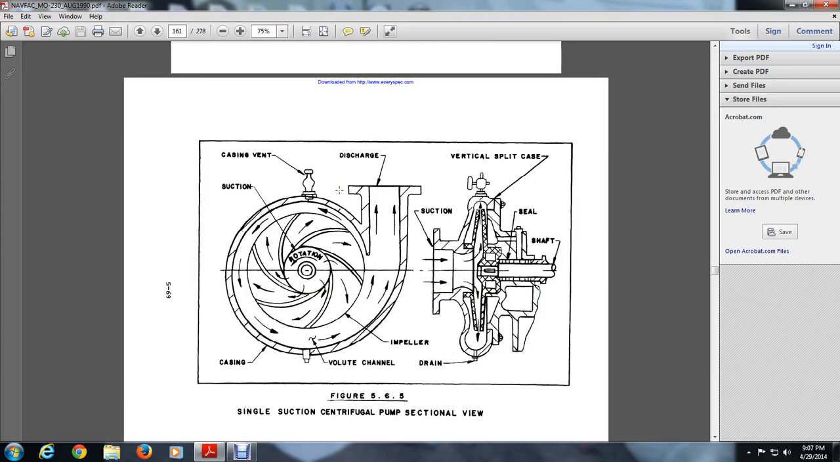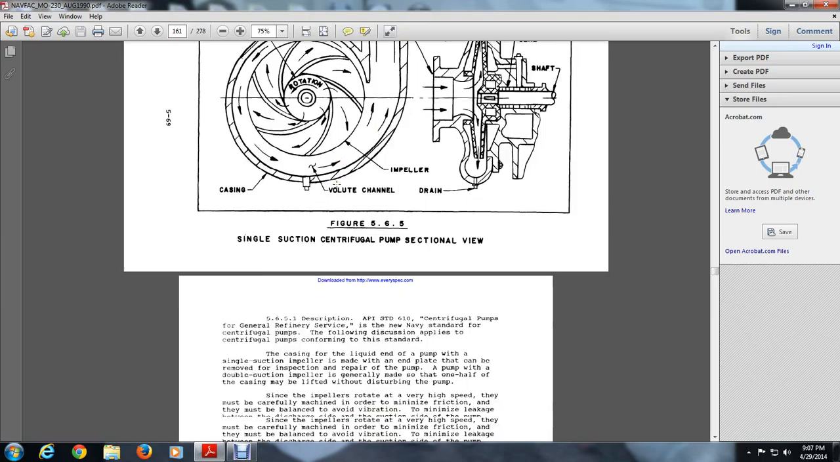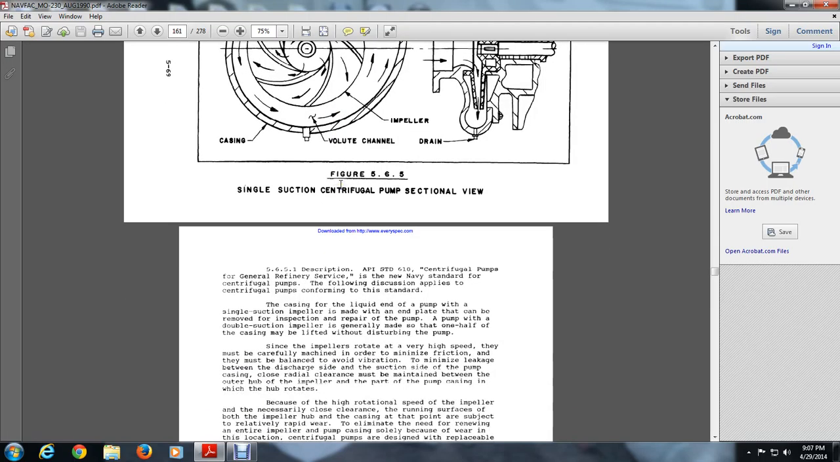Here is another picture of a single stage centrifugal pump, sectional view. This shows the casing, volute channel, impeller, drain, suction, sealed shaft, vertical split case, discharge casing, and vent, and suction and rotation. 5651 Description: API standard 610 centrifugal pumps for general refinery services, and Navy standard centrifugal pumps.